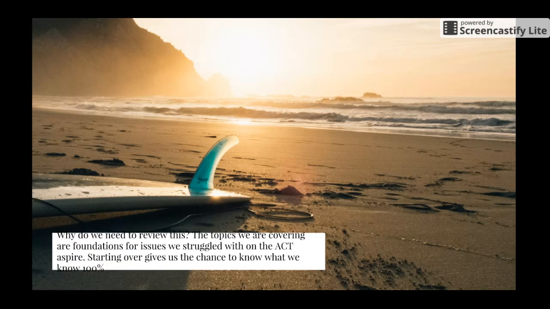Why do we need to review all this? Well, the topics we're covering are foundational, and they are the kinds of things we really need to know. When we look at the data from the ACT Aspire test, we see that there are some root issues that we need to work on. So by starting at the beginning and moving quickly through the basic stuff, we can get ourselves where we want to be, and we'll know that we know everything we're supposed to know 100%.